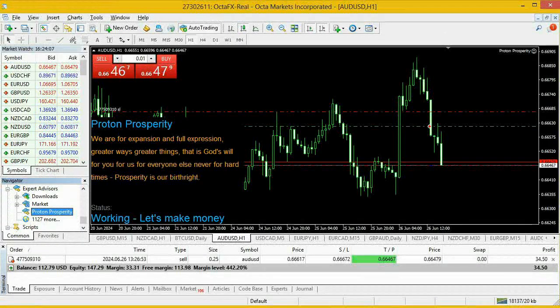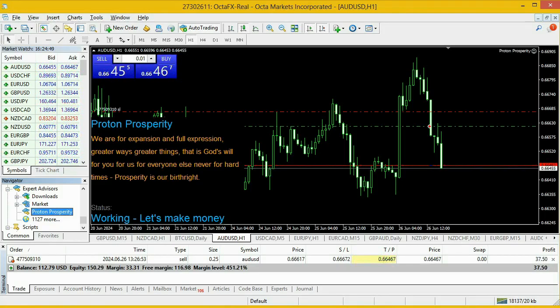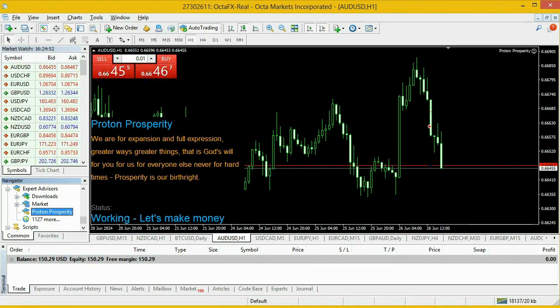Almost 3 hours into the trade. Price is moving near our take profit. Eventually, take profit triggered. Our profit target is hit.